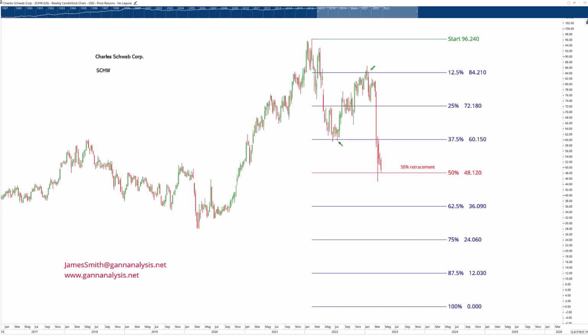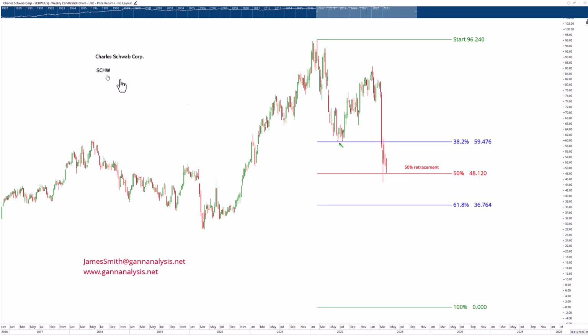So the next thing you want to do is look at the Gann divisions. Gann believed that you could divide any swing or any move into 8 equal increments. So if you start from the high and you go to 0, you divide the whole thing into 1/8 increments. 1/8 down from high would be 84.21. A quarter down from high, 25%, would be 72.18. And again, the 50% mark for this division would be the same, 48.12, as with the Fibonacci. They share that in common.